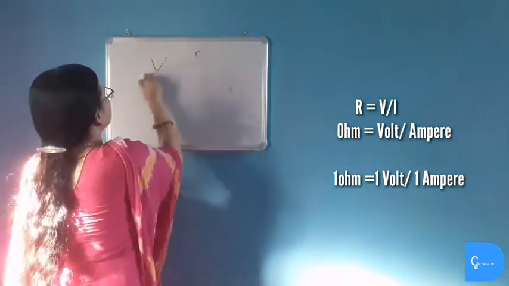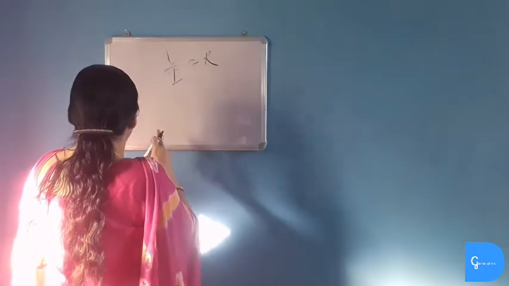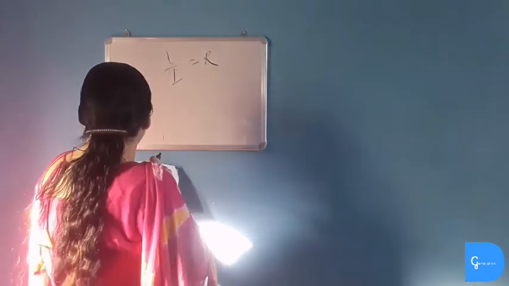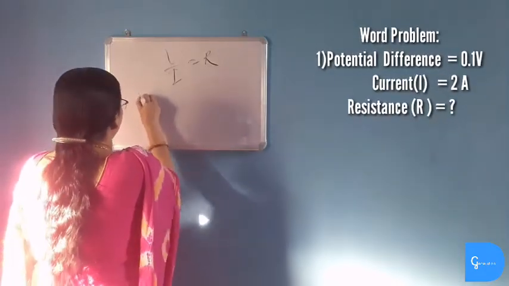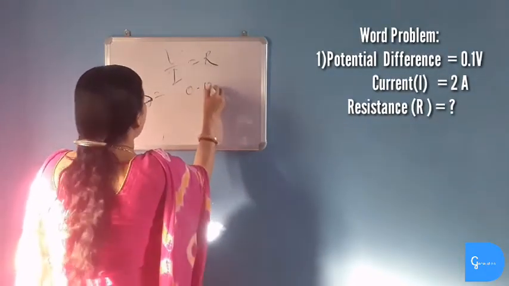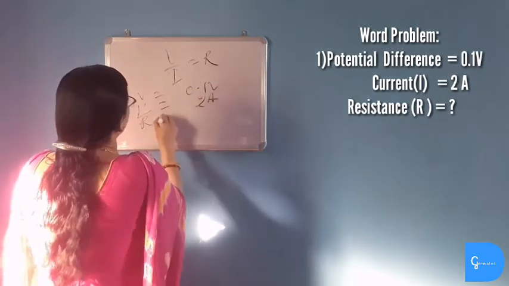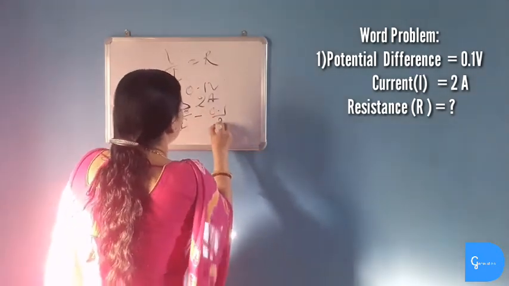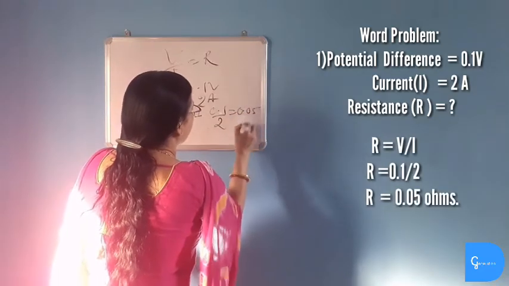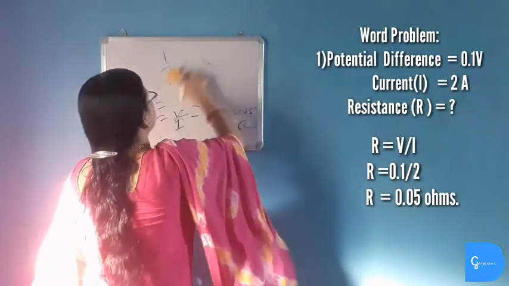While using the formula V by I is equal to R, we can solve numerical problems. Number 1, if the potential difference between 2 points of a wire carrying 2 ampere current is 0.1 volt, then calculate the resistance. Here potential difference is given, V is equal to 0.1 volt and current is equal to 2 ampere. Then R is equal to V by I is equal to 0.1 by 2 is equal to 0.05 ohms. This is the resistance in this circuit.